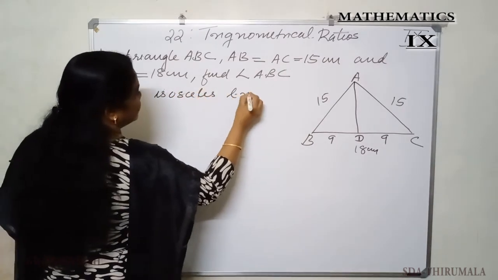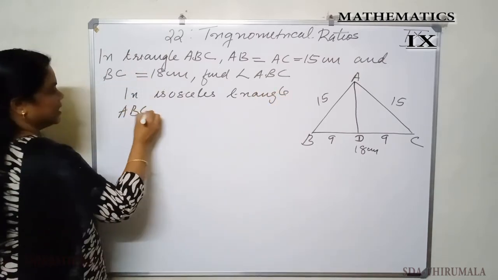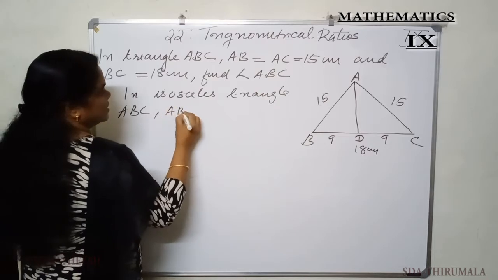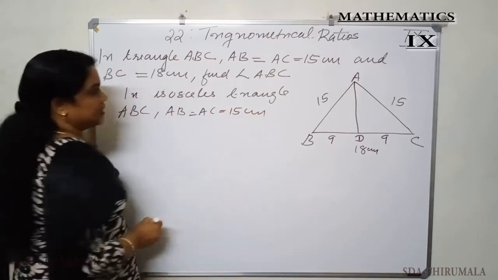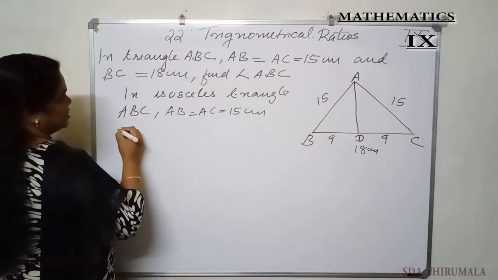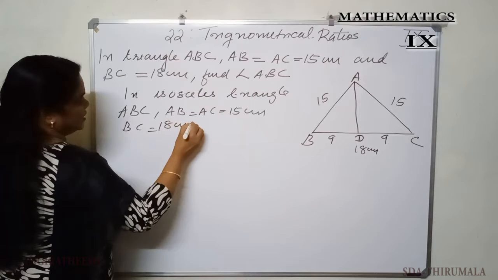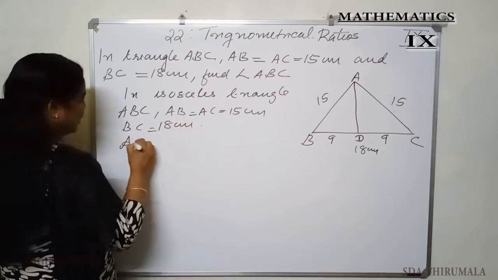Isosceles triangle ABC. AB is equal to AC is equal to 15 centimeter, and BC is equal to 18 centimeter.